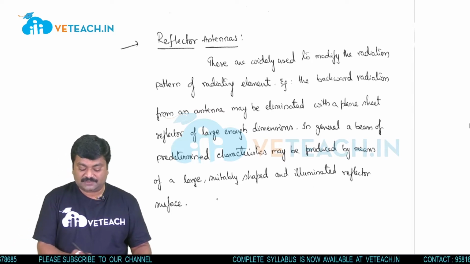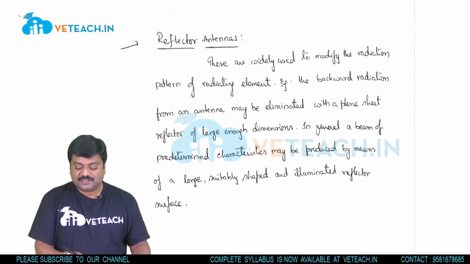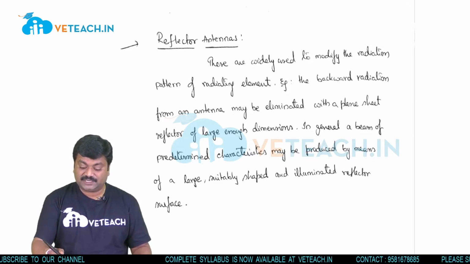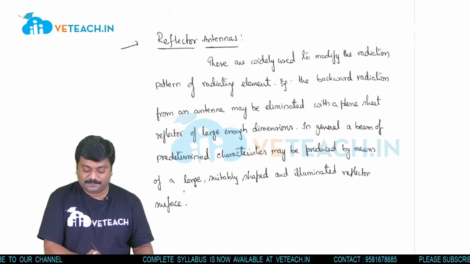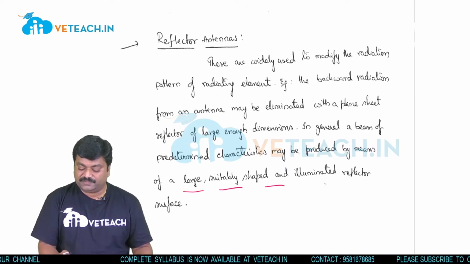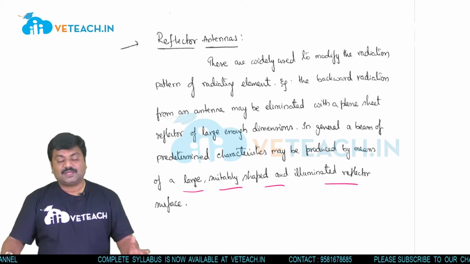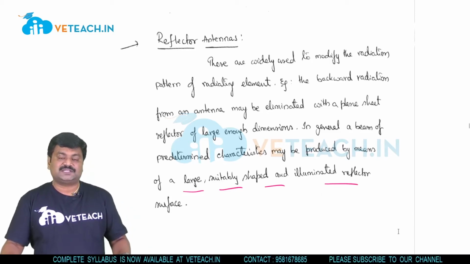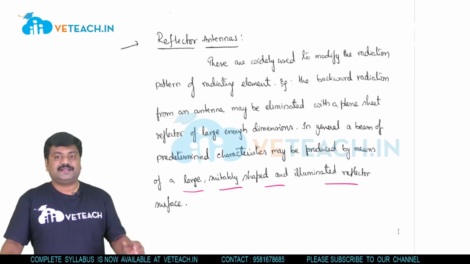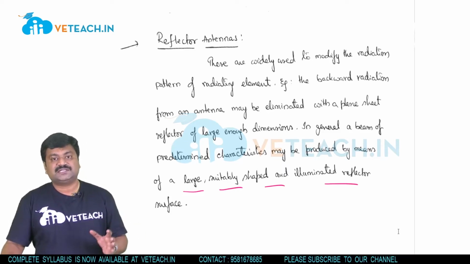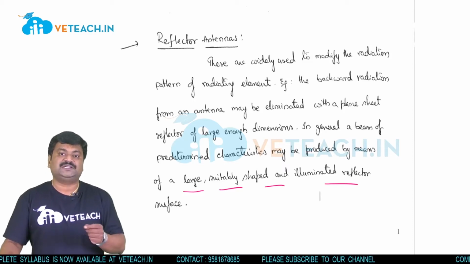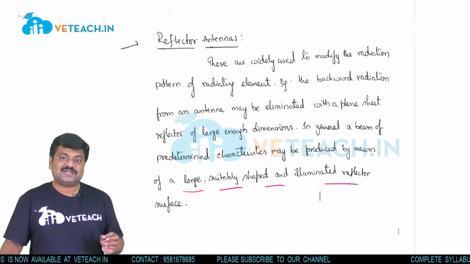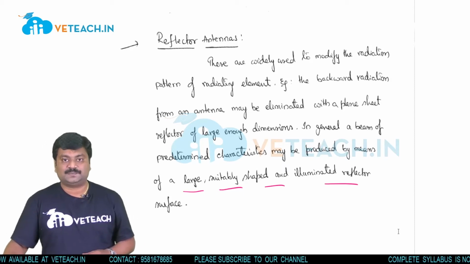So I need to have these characteristics, that is, a large, suitably shaped, illuminated reflector. Everything should be there to predefine the characteristics of a particular beam. Based on these characteristics, I'll be placing the required reflector in such a way as to modify the current radiation pattern and to minimize the minor lobes as well as the side lobes and the back lobes.